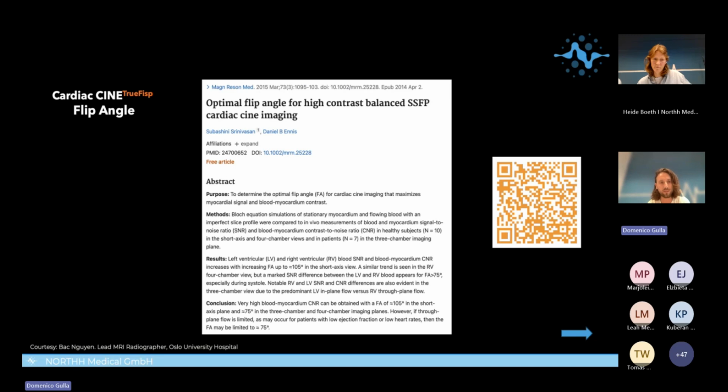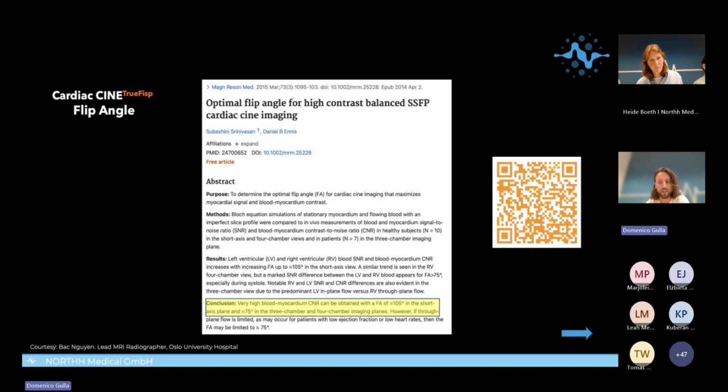And here I found this article that a colleague back in Guyana shared with me, these 2 slices, and this is an article by Zrin Bassan. In this case, we can just look at the conclusion: for very high blood-myocardial CNR can be obtained with a flip angle of 105 in the short axis plane and 75 in the 3-chamber and 4-chamber images plane. So that doesn't mean that for fetal cardiac MRI, everything needs to be adapted like the adult.